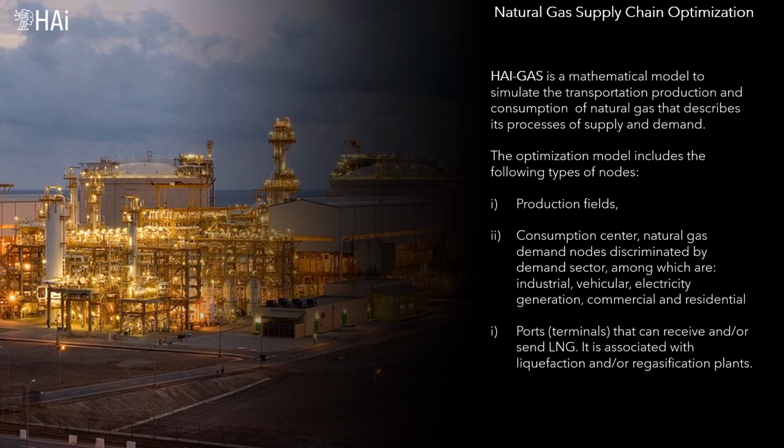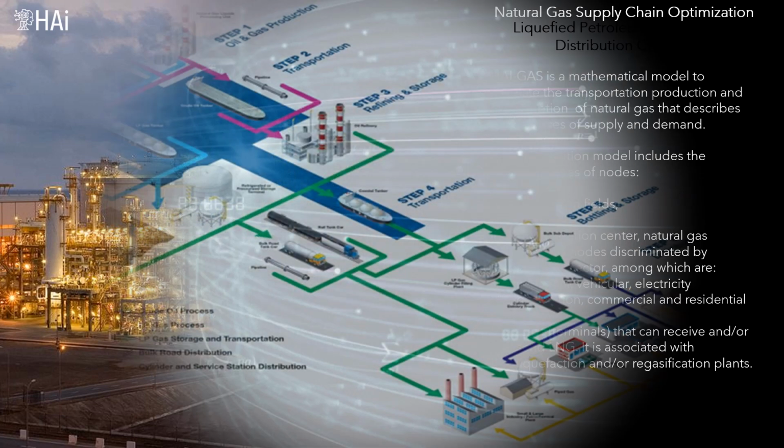Production fields. Consumption center, natural gas demand nodes discriminated by demand sector, among which are industrial, vehicular, electricity generation, commercial, and residential, and ports and terminals that can receive and/or send LNG. It is associated with liquefaction and/or regasification plants.